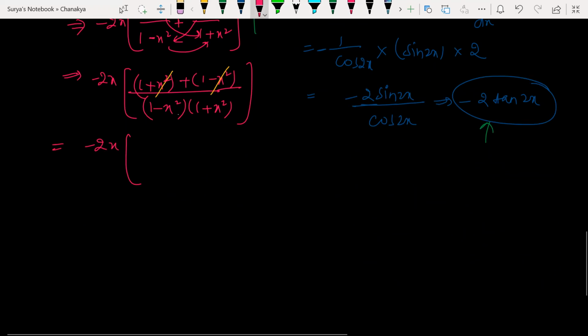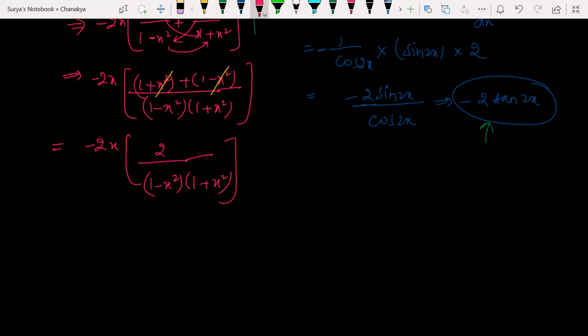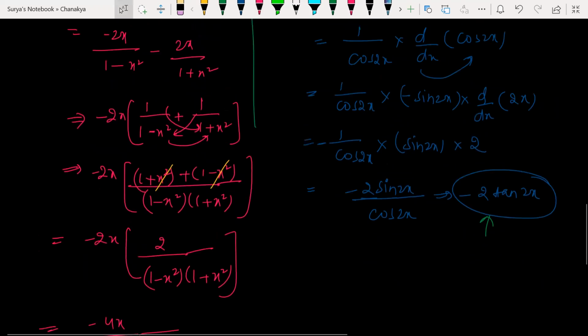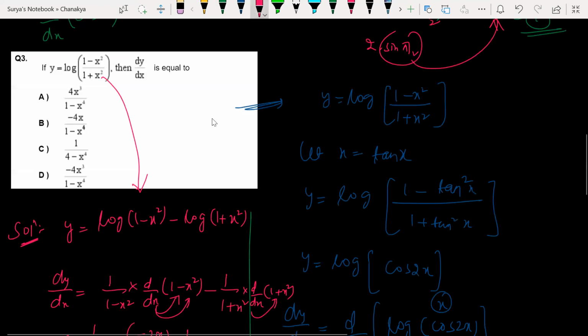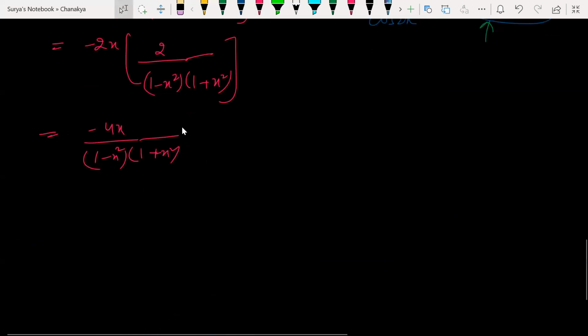So what do you remain with now here? 2 divided by 1 minus x square. So 2 twos are, so minus 4x divided by this is the answer. Yes. Some option is there like minus 4x by something, right? Minus 4x only, B option is available. So 1 minus x to the power of 4. Yes, if you just do this, 1 minus x to the power of 4 only you get.